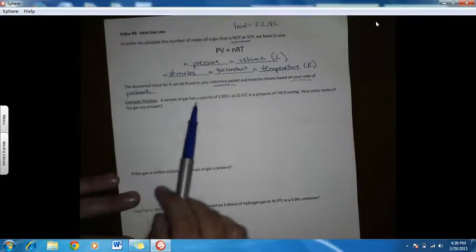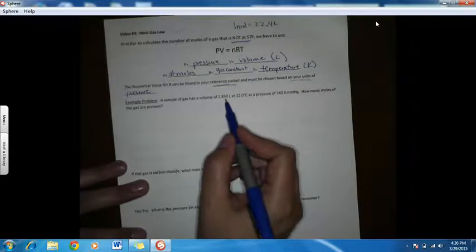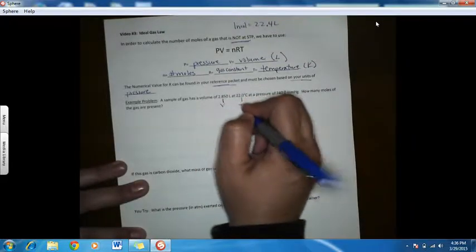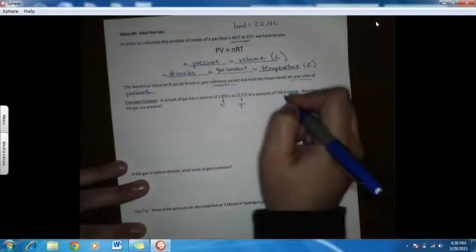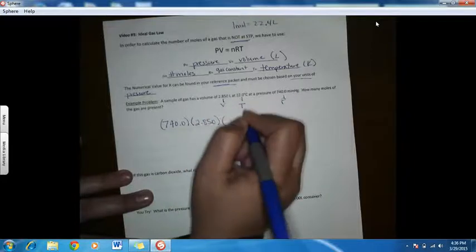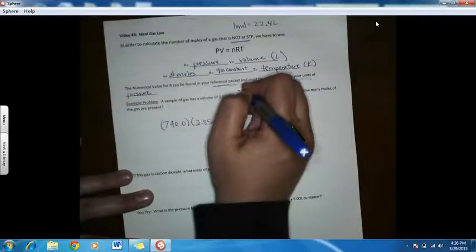Okay, so in our example problem, we have a sample of gas that has a volume of 2.850 liters. That, of course, is our volume, at 22 degrees Celsius. That's our temperature, and a pressure of 740. So how many moles of gas are present? So we'll plug this into our equation. P is 740. V is 2.850 liters. T is 22 degrees Celsius. So if we add that to 273, we get 295 Kelvin.